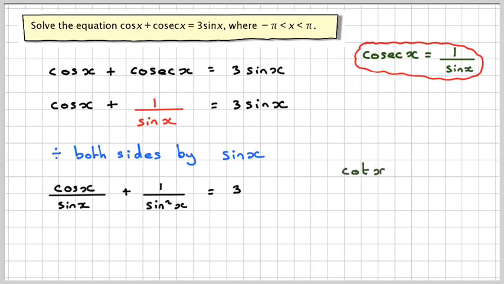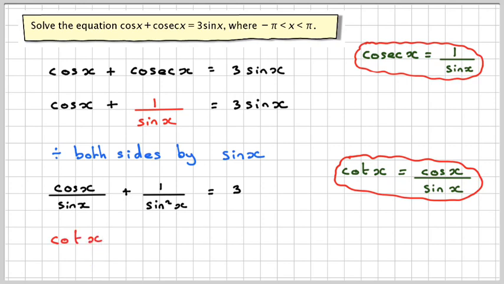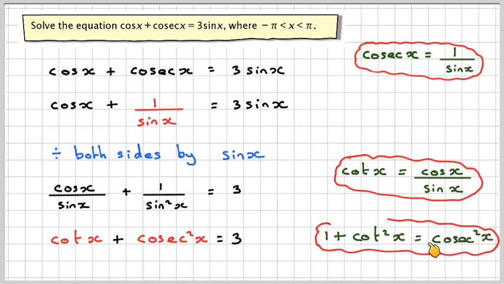Now we need to recognise that cot x is cos x over sin x. So this will become cot x, and then 1 over sin squared x is going to be cosec squared x, using the fact that we've got a squared, is still equal to 3. Now, there is a Pythagorean relationship that relates cosec squared x with cot squared x, and that is 1 plus cot squared x is equal to cosec squared x. So we're going to replace cosec squared x with 1 plus cot squared x. So we've got cot x plus 1 plus cot squared x is equal to 3.